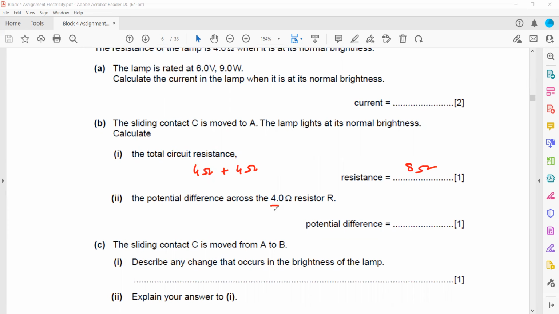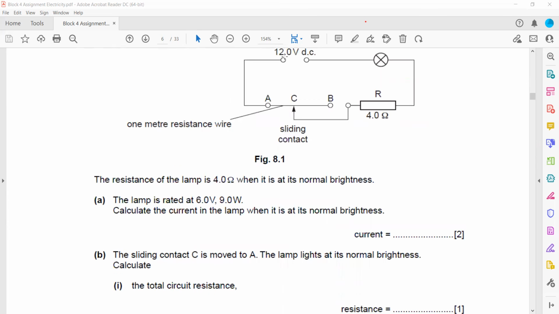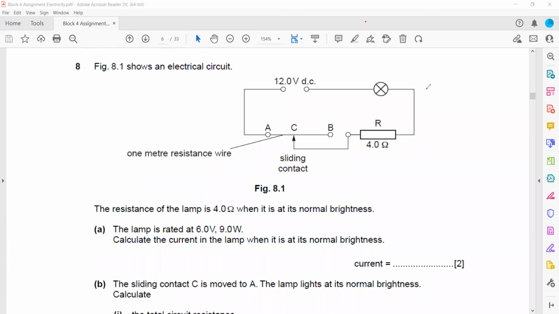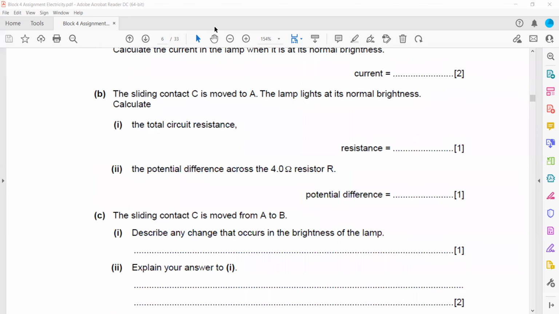Then the potential across the 4 ohm resistor. How to get the potential across the 4 ohm resistor? As we already calculated in the previous part, the current in the lamp is 1.5 ampere. And because the lamp and this resistor are connected in series, they will have the same current, 1.5 ampere. So we have the current and we have the resistance. So we can use the formula V is equal to IR, where I is the current 1.5 and R is the resistance 4. So 1.5 into 4 is 6 volt. So the voltage across the fixed resistor is equal to 6 volts.